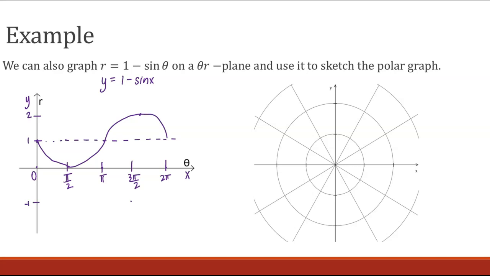So this is the graph of y equals 1 minus sine x, but it's the graph of r equals 1 minus sine theta on what we call a theta-r plane. Right, so theta and r. So what we can do is use this graph to help us sort of unroll this information onto my polar coordinate axis. So remember, this is the polar axis. We'll label it 0, 1, 2, 3, and then we'll label our values here again.